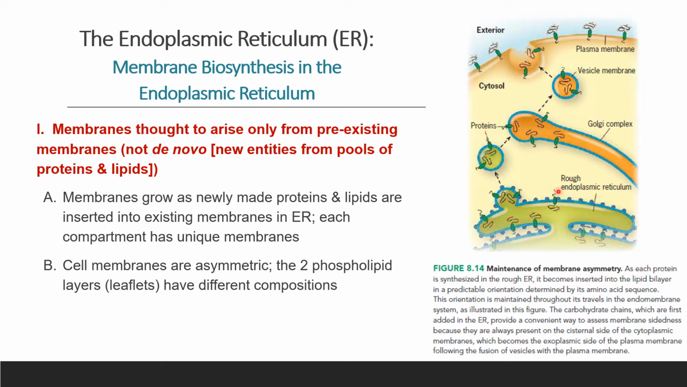So you have here your rough endoplasmic reticulum. You also have the different proteins, the Golgi complex, the vesicles, and of course, the plasma membrane. This part shows you the exterior side, and this is the cytosolic part of your cell. Okay?